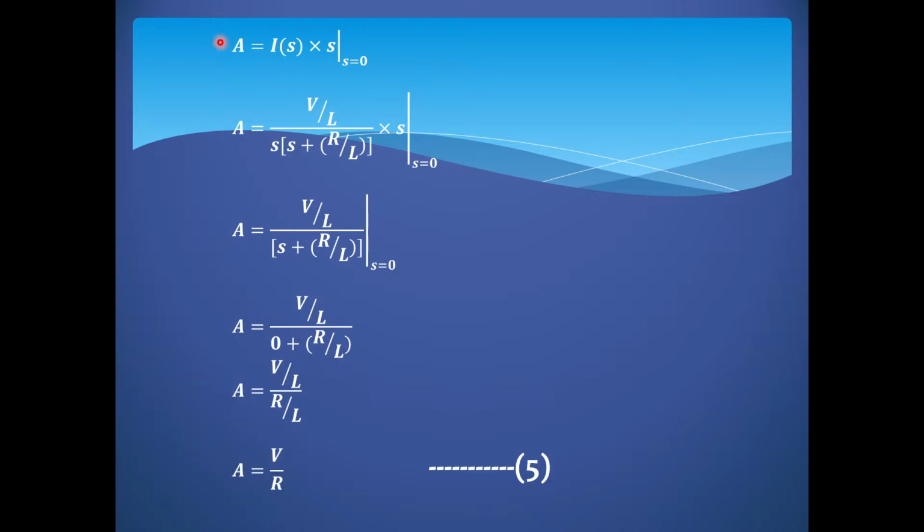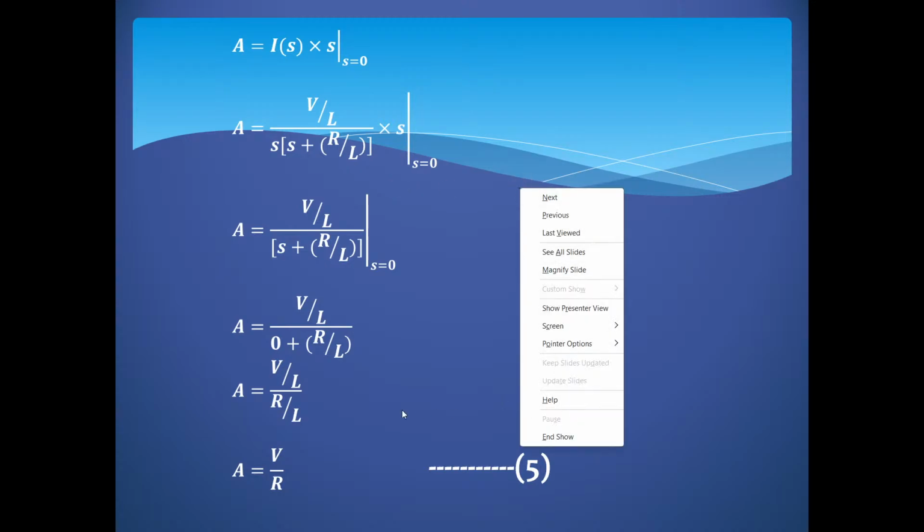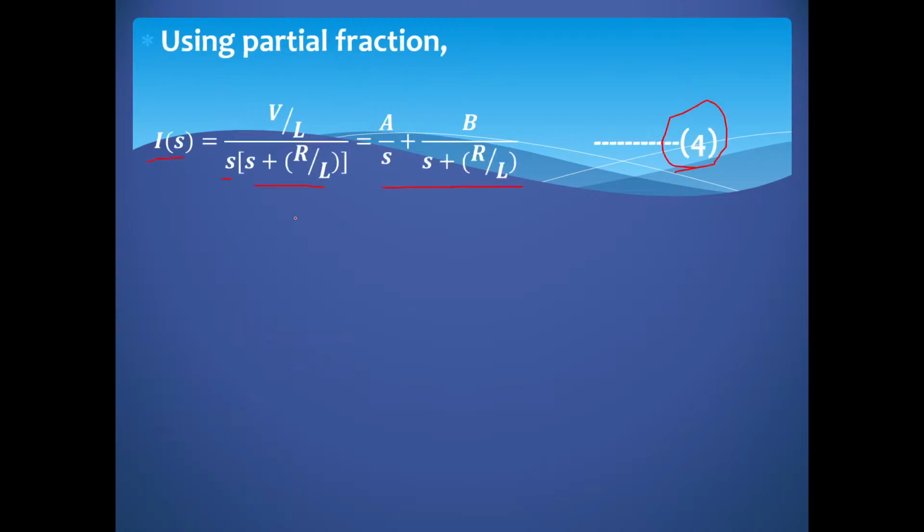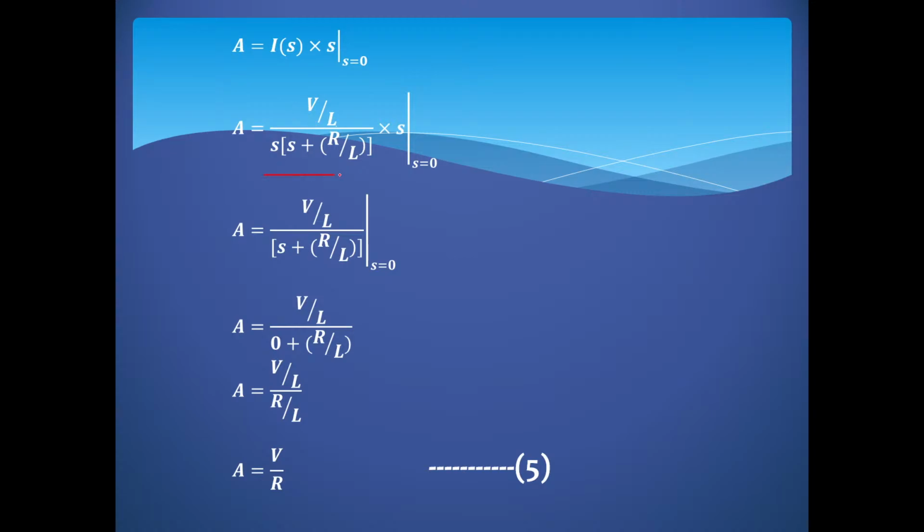I will take the laser. Okay, A is equal to what? I of S into S at S is equal to 0. So what is I of S? I will take the pen. I of S equation is this. This is my I of S equation. What is it? V by L by S into S plus R by L. So V by L by S into S plus R by L is my I of S.